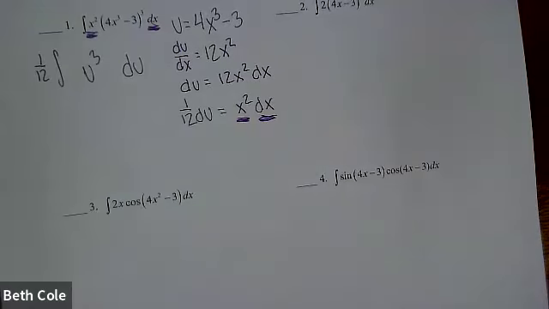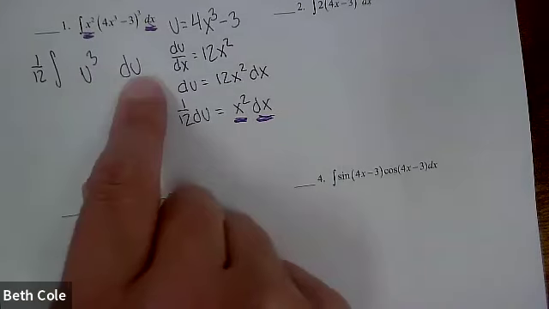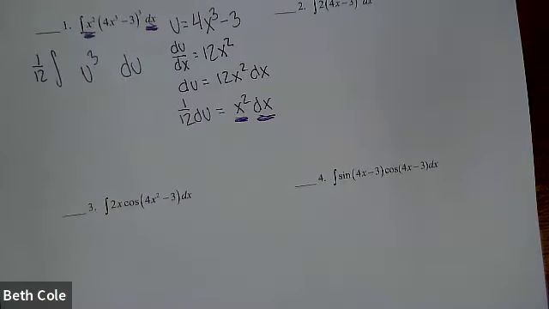At no point should you look down and have a mixture of x's and u's. If you do, you have goofed. These should all be u's. You should have a u and a du. If you have an x and a du, that's a problem. Go back and figure out what happened.